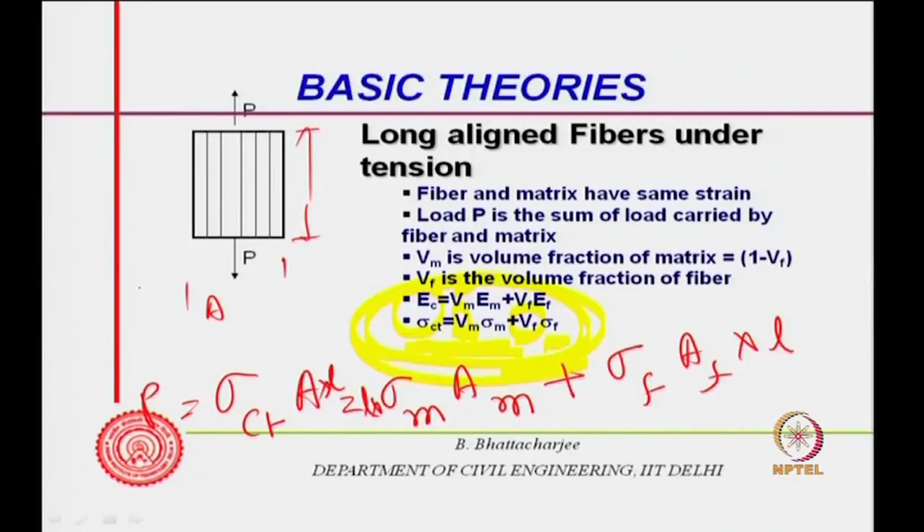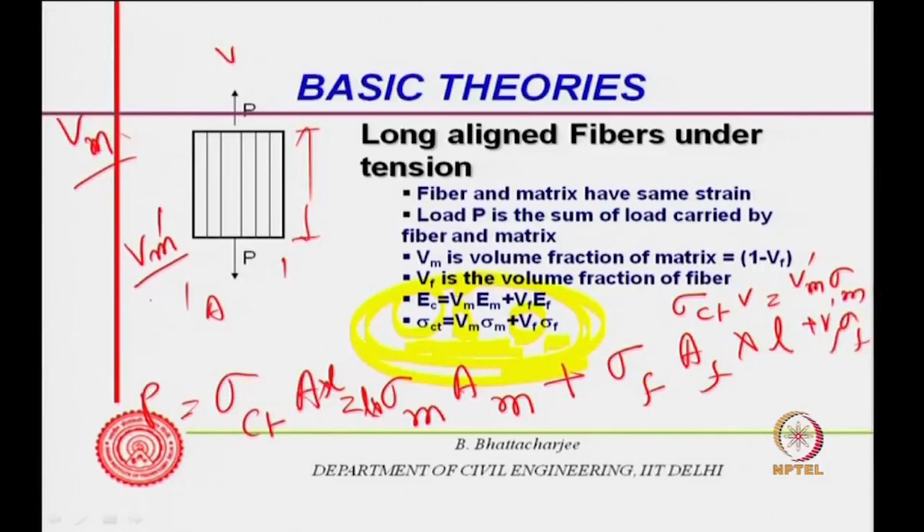So, I can write sigma c t into V is equal to V m dash, volume of the matrix, into sigma m, plus V f dash, volume of the fiber, into sigma f. Now, V m dash divided by V is equal to V m, that is volume fraction, and similarly for the fiber. So, this is how this equation is obtained.